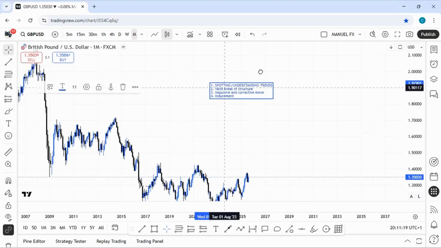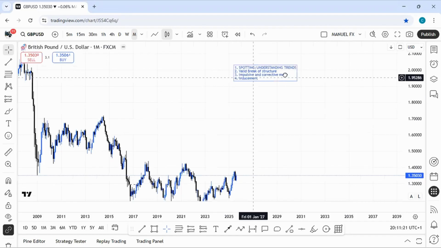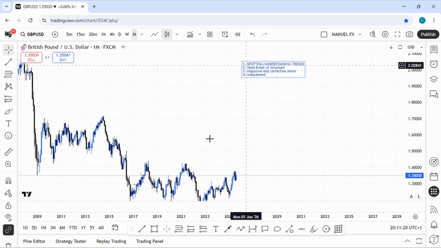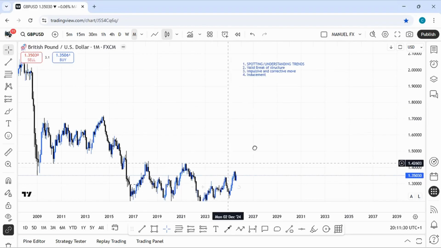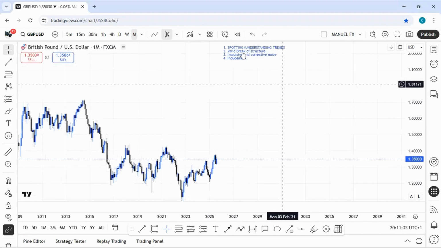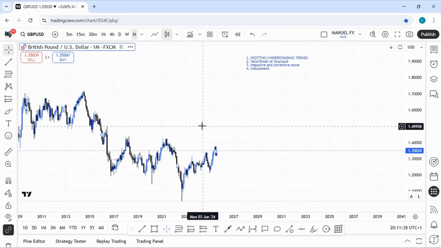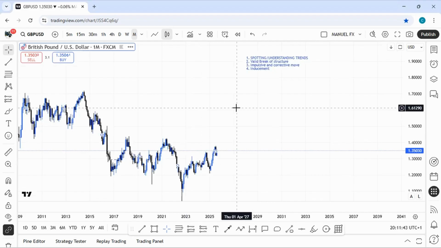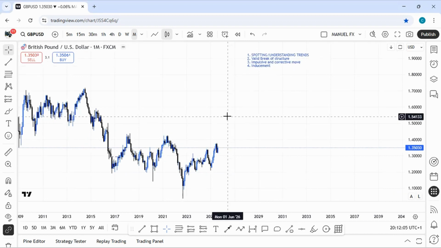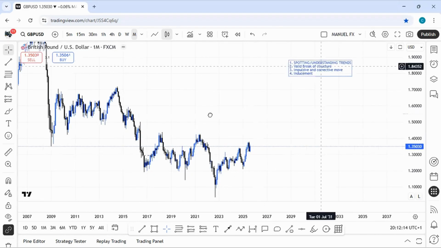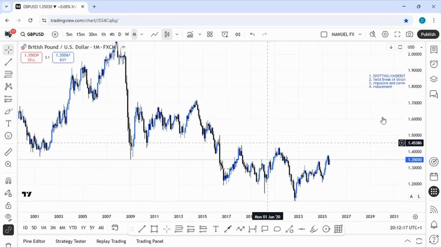I'm going to be teaching you 4 things today. First of all, I'm going to teach you how to spot and understand trends: understanding if the market is on an uptrend, on a downtrend, or ranging. I'm also going to teach you how to spot a valid break of structure, how to spot a valid inducement, and how to spot impulsive and corrective moves that the market creates.